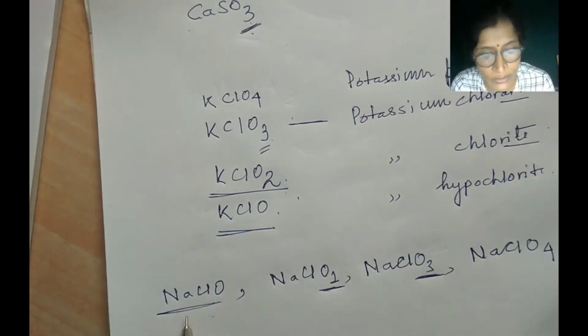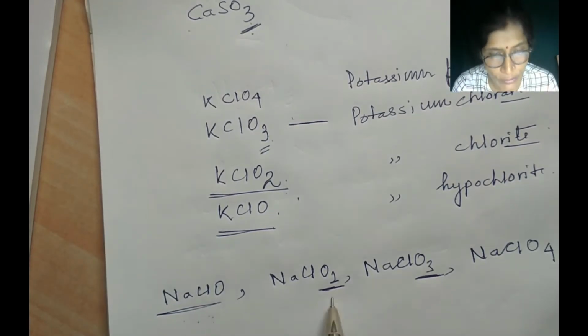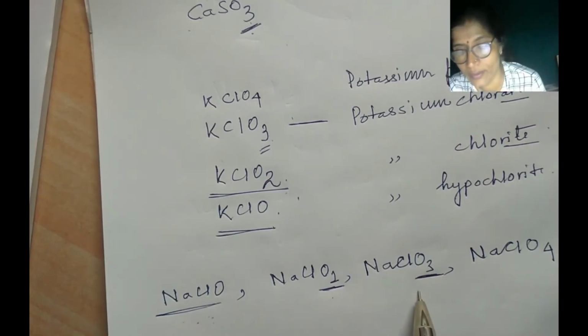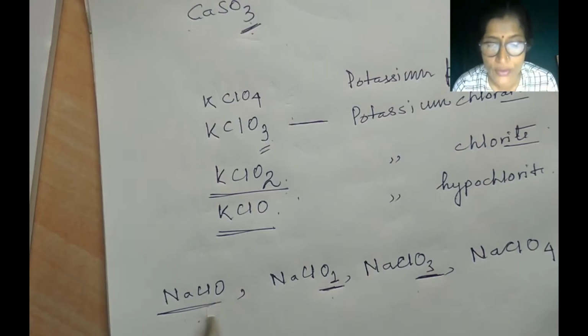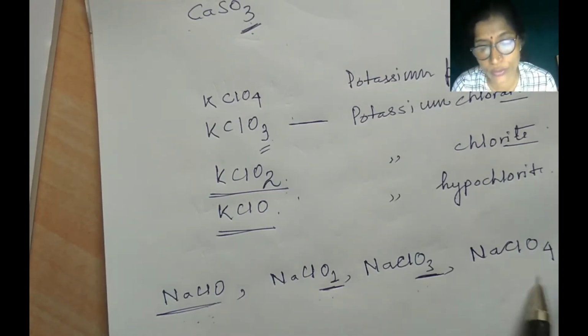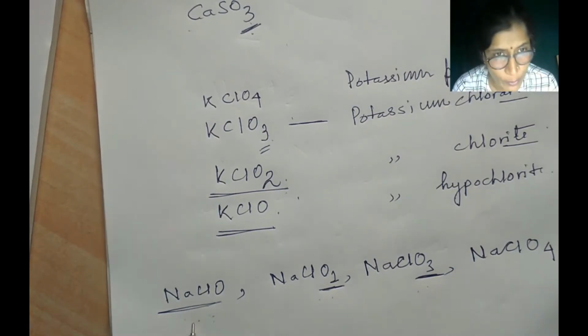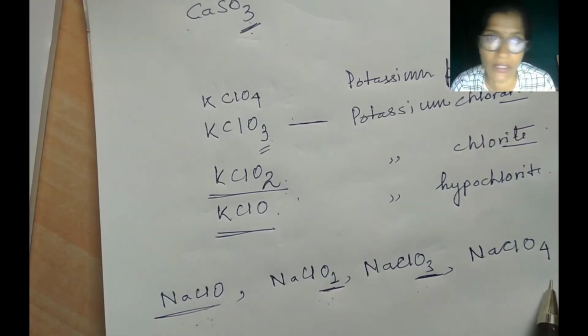So the names of the compounds are sodium hypochlorite, sodium chloride, sodium chlorate, and sodium perchlorate. Hypochlorite, chloride, chlorate, and perchlorate.